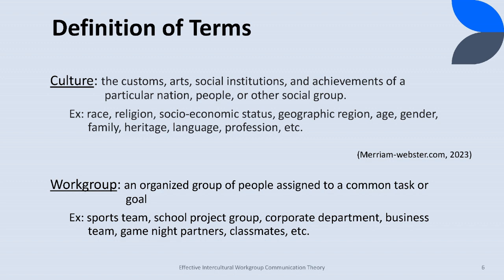And when we talk about work group, that is specifically an organized group of people assigned to a common task or goal. So the idea here with the work group is that they have a goal or a task. Some examples of that might be a sports team, a school project group, a department at your job, classmates, or even if you have a friend's game night and you're in a team or partnership trying to win the games.